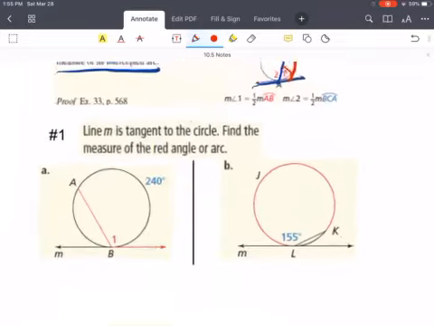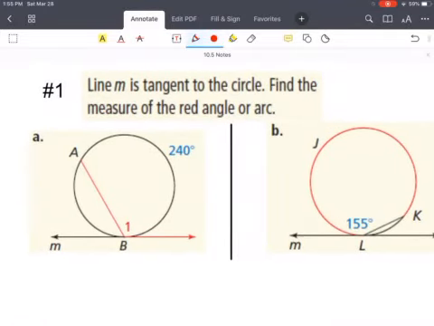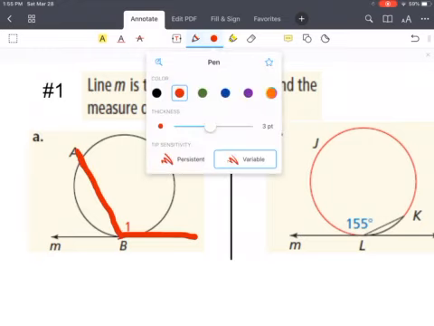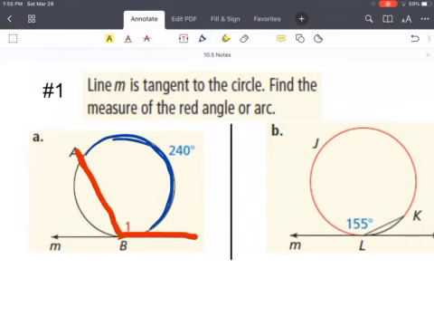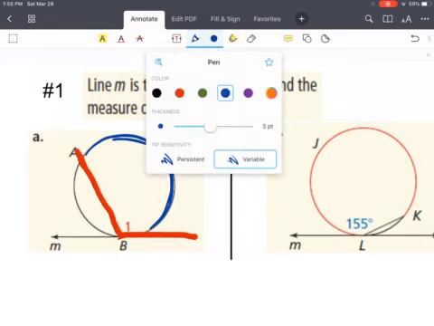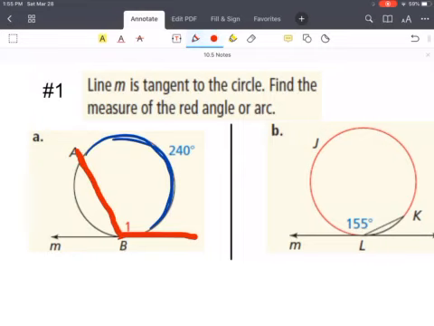So down here in number 1, letter A, we have a chord and a tangent, and when it cuts through the circle, it is cutting through a circle that has an arc of 240 degrees. So in order to find the measure of angle 1, we're going to take 1/2 of that, which gives us the fact that angle 1 is going to equal 120 degrees.